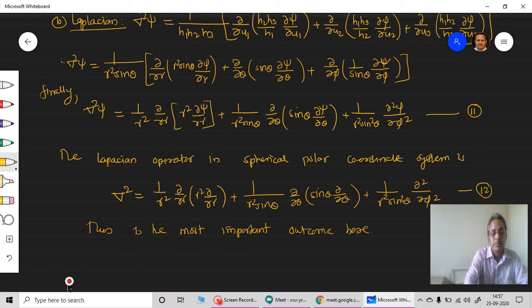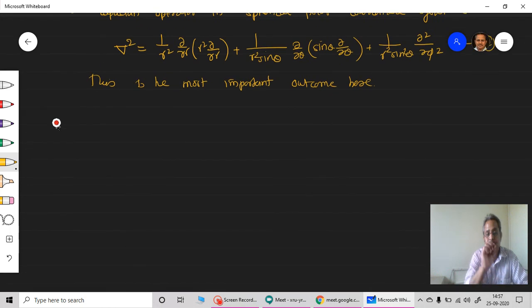Because now look at this. This del square operator or Laplacian operator is one of the very fundamental and useful operators in solid state physics, in quantum mechanics, in electrodynamics, in classical physics, or wherever. So wherever we have a problem with spherical symmetry, we have to use this spherical polar coordinate system, and whenever a Laplace equation comes in that system, we have to write del square as there.